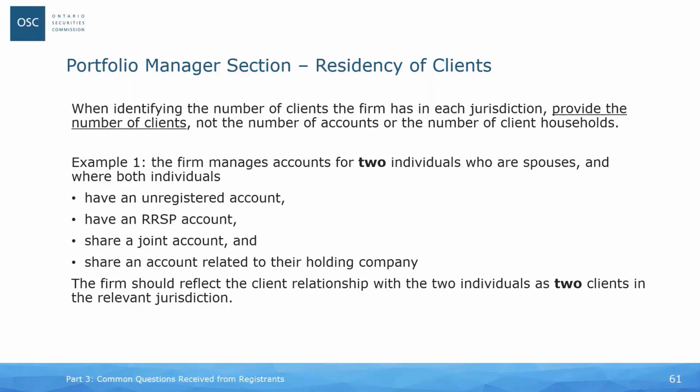Question P6 asks registrants on the residency of its clients by providing the number of clients the firm has in each jurisdiction. When identifying the number of clients, provide the number of clients that the firm has, not the number of accounts or the number of client households it has. To help illustrate this, here is an example. The firm manages accounts for two individuals that are spouses. Both individuals have an unregistered account and an RRSP account, and both share a joint account and an account related to their holding company. In this scenario, the firm should reflect the client relationship with the two individuals as two clients in the relevant jurisdiction.